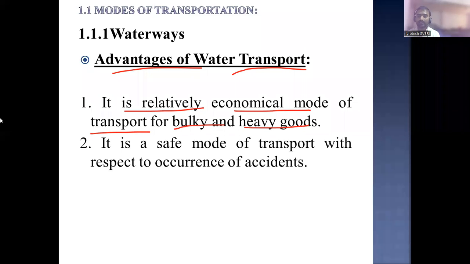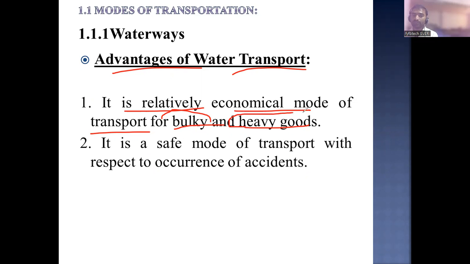Yes, see, before Europeans came to India, Vasco da Gama came to India, correct? So how did he come? He did not come by aeroplane. He came by ship only, no? He used waterway transport. He took bulky and heavy goods.